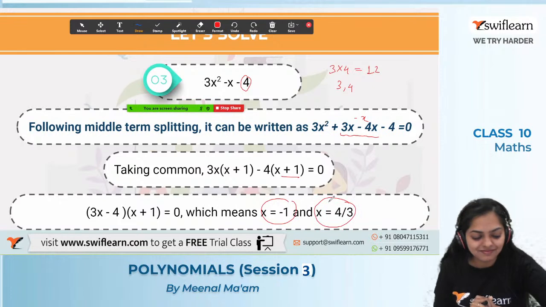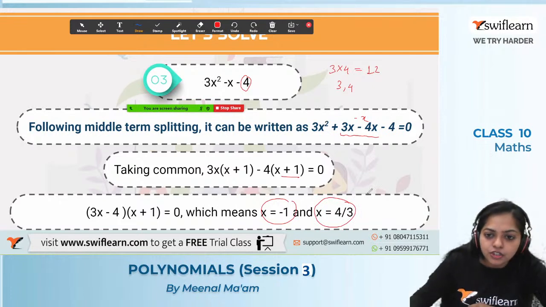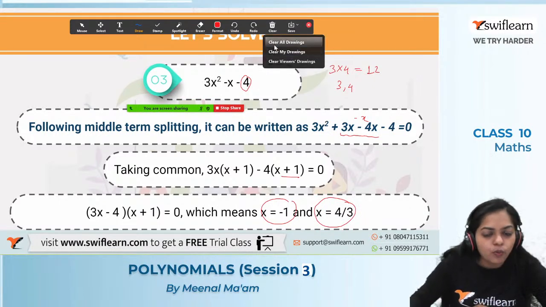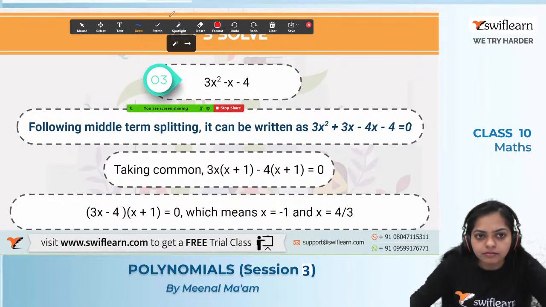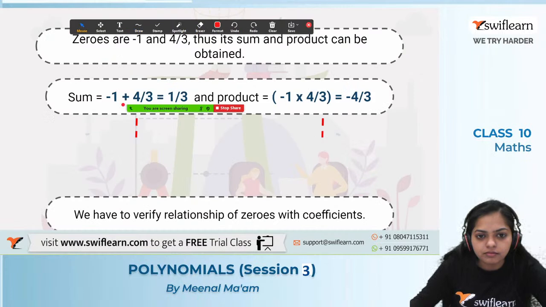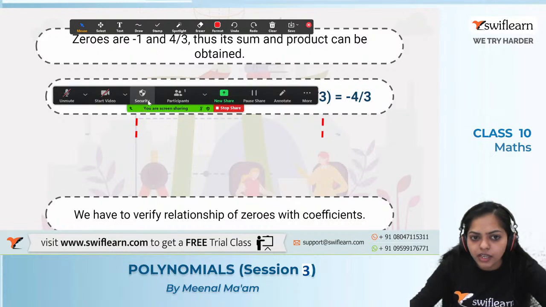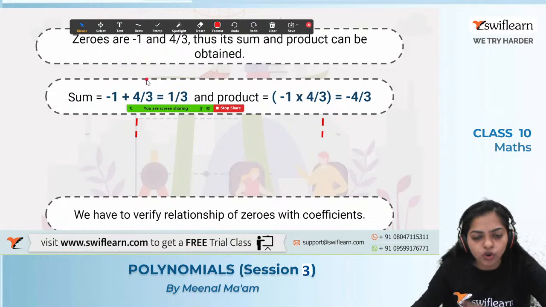Got it? Yes, everyone? So now let's check whether the sum of zeros and the product of zeros verify or not. Okay. So see here, zeros are minus 1 and 4 by 3. So their sum will be equal to what? Minus 1 plus 4 by 3, that is equal to 1 by 3. And the product will be equal to what? Minus 1 into 4 by 3, that is equal to minus 4 by 3.